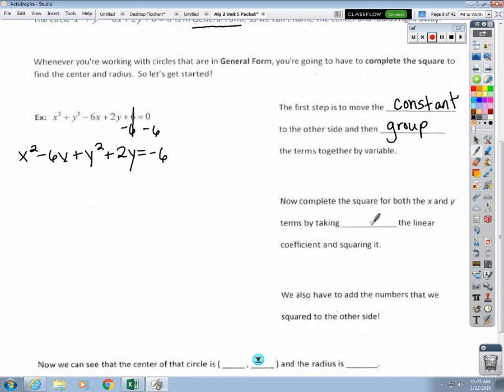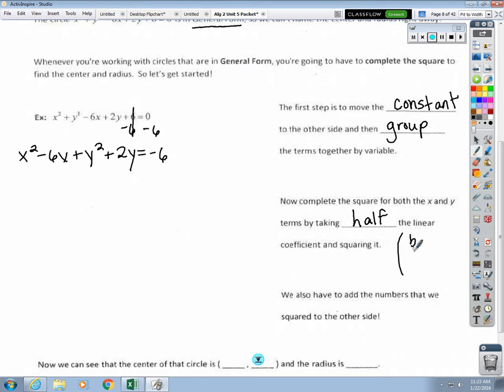Okay, now we're going to complete the square for both the x and the y by taking half the linear coefficient and squaring it. Well, over here, which one is the linear coefficient, x squared or negative 6x? Negative 6x, because linear means it's raised to the first power. So like this would be the linear. If you take half of that, you get negative 3, and if you square it, you get 9.